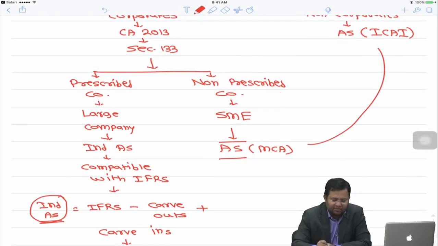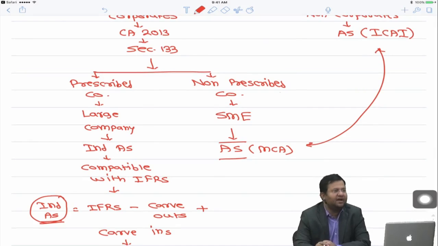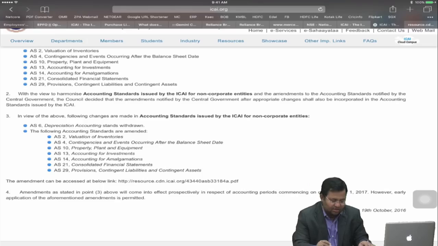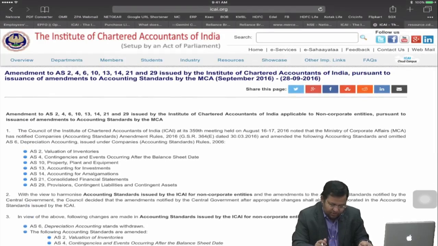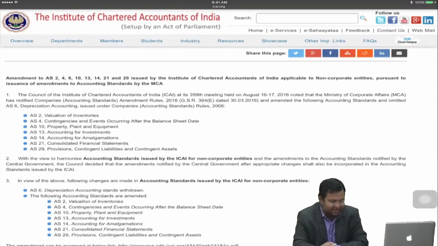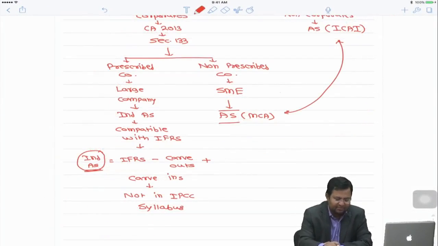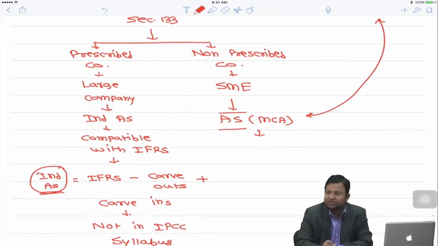Now ये दोनों जो है ना बहुत similar है. The differences between the two are very few. But there are few items where the differences are there. The Institute of Chartered Accountants of India is already in process to harmonize the differences. The majority of the differences are already harmonized by the institute in its meeting held on 16th and 17th of August 2016, the 359th meeting of ICAI. Majority amendments which were done by the MCA. Significant amendments were done by the Ministry of Corporate Affairs in March 2016.